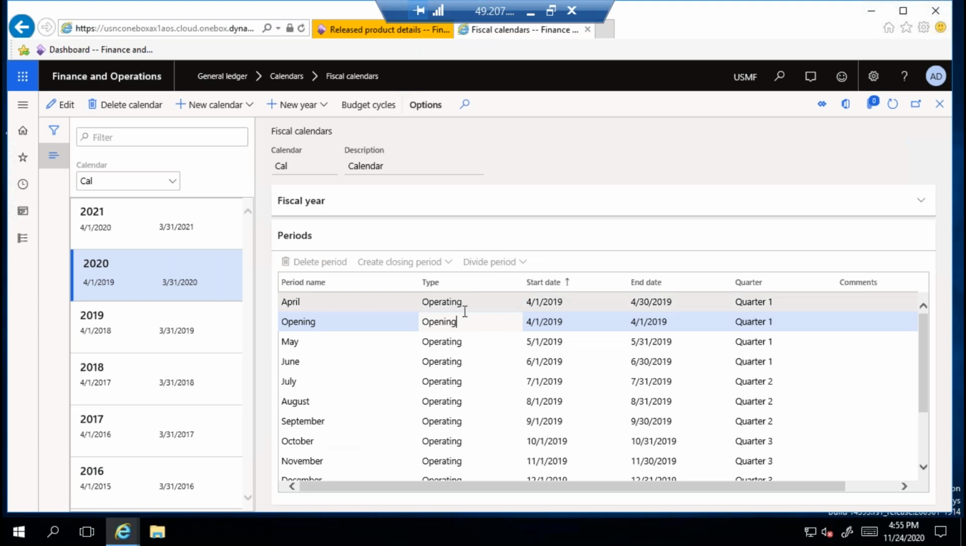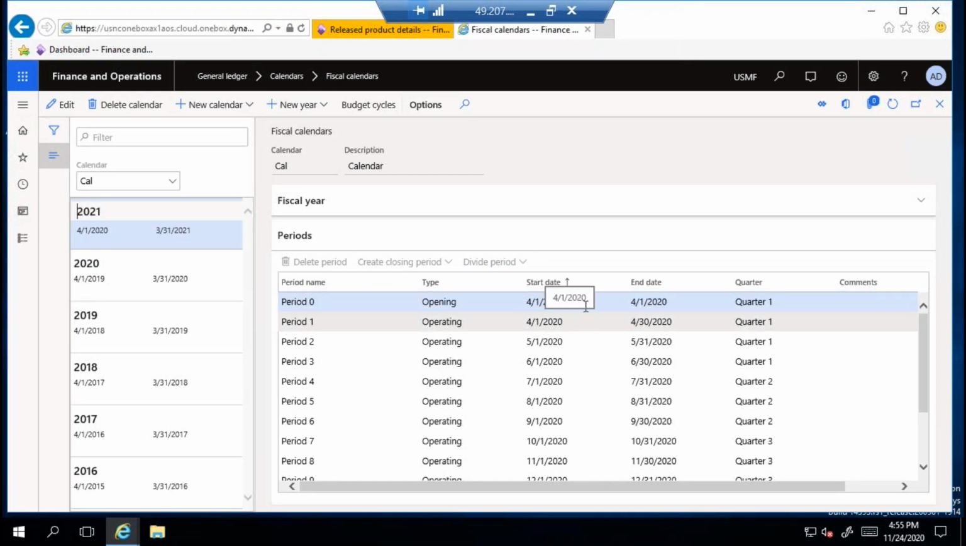It will not merge, these two. You are posting transactions here, and in the opening period the last year balances will be transferred. Look at this one, period 0 opening. Here it is 31st March 2020, not 2019, because one day before, the balances of the closing period will be transferred to the opening balance. Understood?